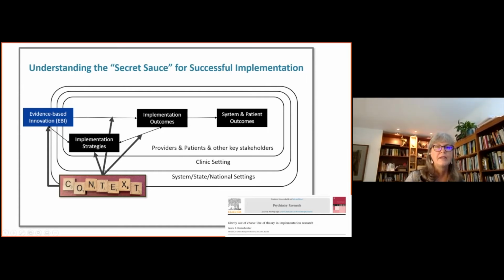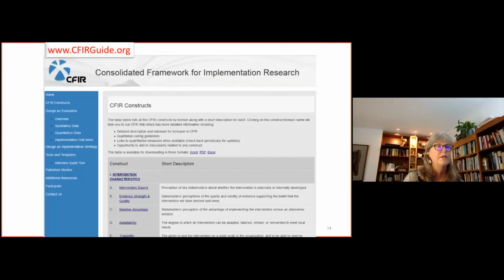And context is a key moderator of the relationships between implementation strategies we use and implementation outcomes. And we also assess context to help guide adaptations of the evidence-based innovation itself.